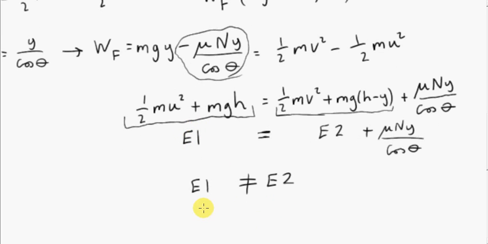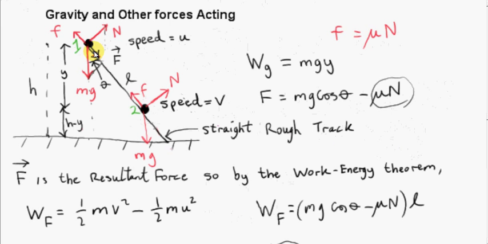Actually, we can see here that E1 must be greater than E2, because we have to add this quantity onto E2. This is a positive quantity. We have to add it onto E2 to get the energy at point 1. So because of the friction force, the sum of the kinetic and potential energies decrease as the particle moves down the track. Okay, so what can we conclude?